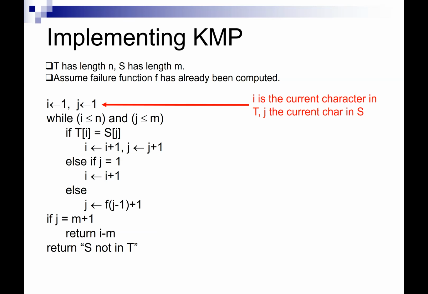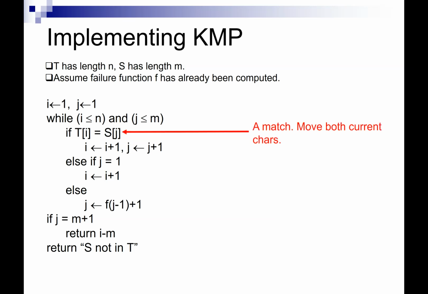Let's go through this code. What is happening here is that we're matching certain letters of s and t. i is the current letter in t that we're trying to match, and j is the current letter of s that we're trying to match. Initially, we're trying to match the first letter of s and t. We go through a loop until either we reach the end of s or we reach the end of t. While this condition is true, we keep matching.